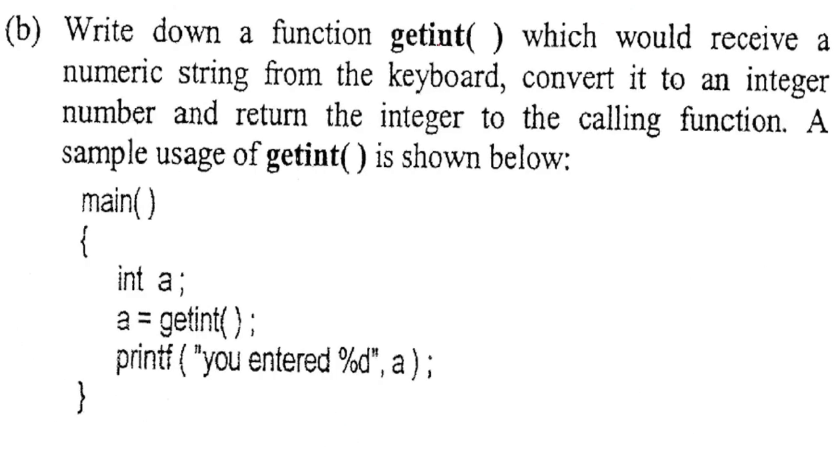Write down the function getInt, which would receive a numeric string from the keyboard, convert it to an integer number, and return the integer to the calling function. A sample usage of getInt is shown here. So this is a main function. A is there, you get an int, transfer it to a, and just print with %d.